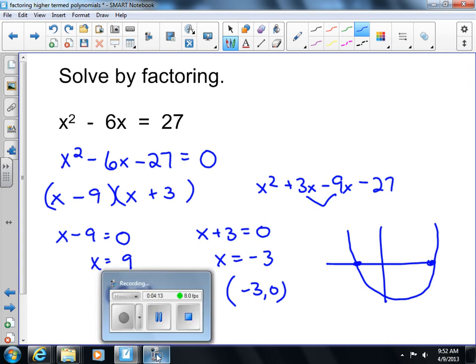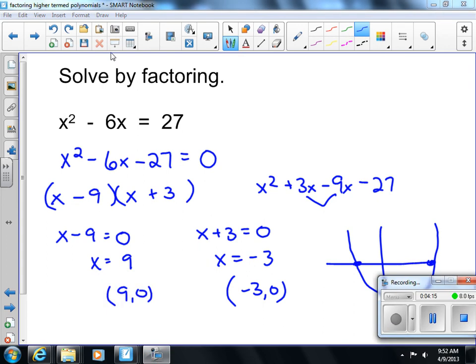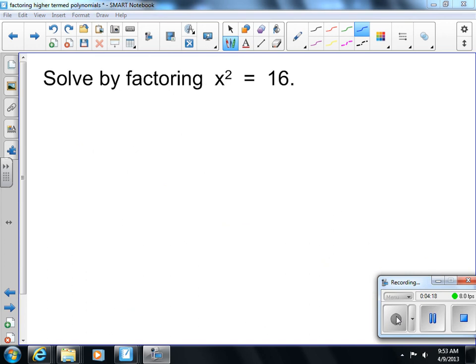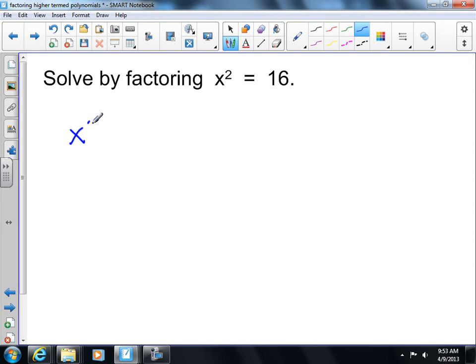Any questions on solving by factoring? Okay, let's take a look at something that's a little unusual. I don't have it set equal to 0, so let's get the 16 on the same side. But how do I factor that?